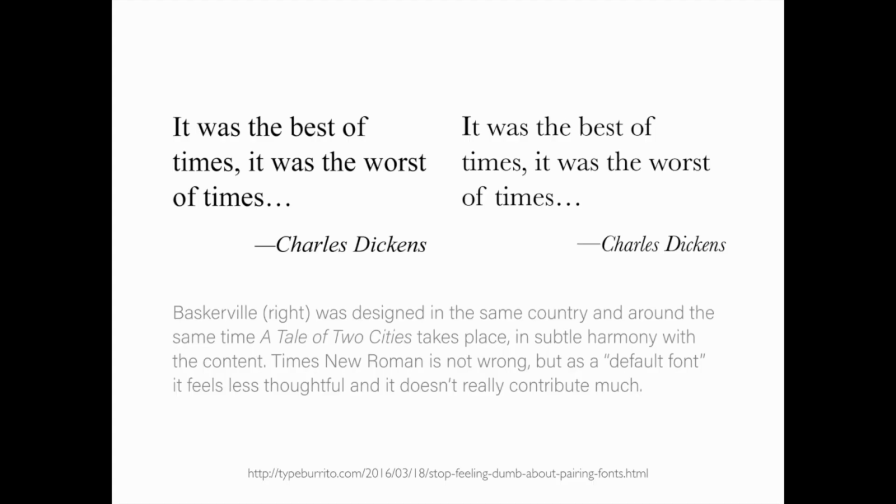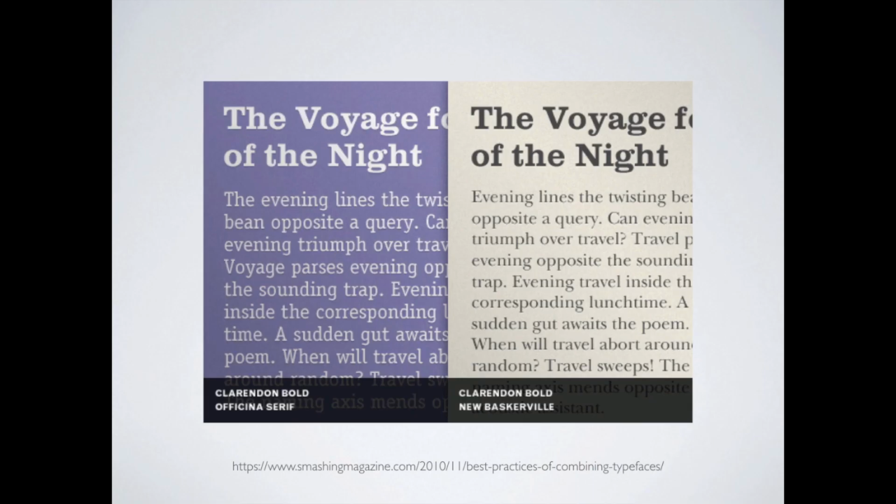So here's an example. Right? It's a Charles Dickens quote. Baskerville, the right font, was designed in the same country at around the same time as A Tale of Two Cities. Right? It's in subtle harmony with the content. Times New Roman isn't wrong, that's the one on the left, but it's not quite as carefully considered. Does that make sense? So if you, as the designer, really embrace this, you can think carefully about what is appropriate and how can you make that design choice on purpose.